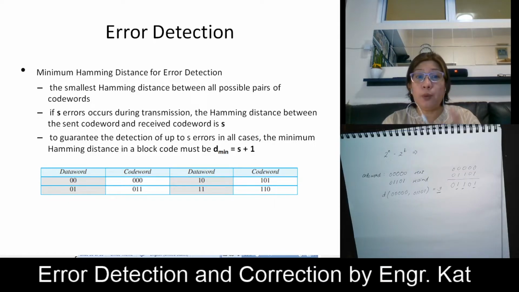For example, here is a data word. Upon passing through a certain generator, we add one redundant bit, so from a 2-bit data word it became a 3-bit code word. Therefore our n here is equal to 3 and our k is equal to 2. The minimum Hamming distance for our first code scheme is 2. If we check these different code words, all we have to do is count the number of ones.